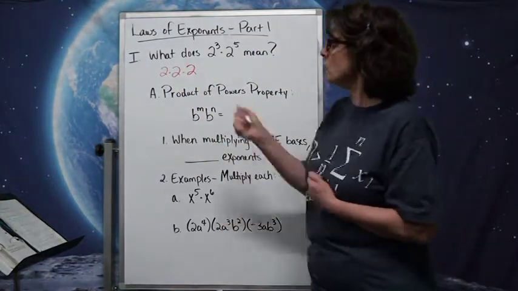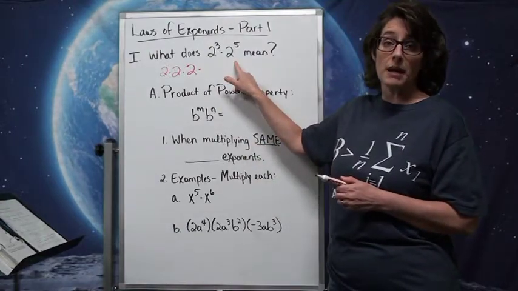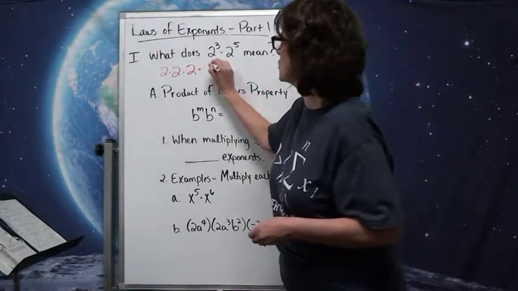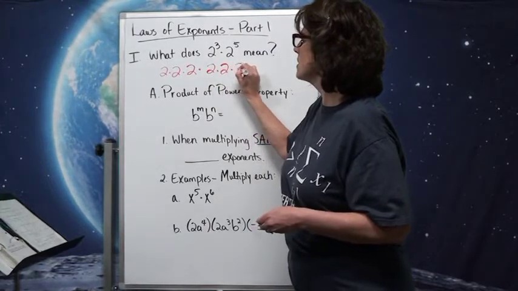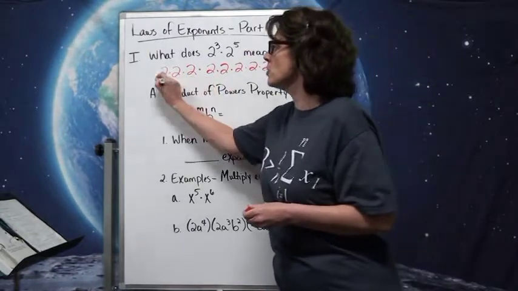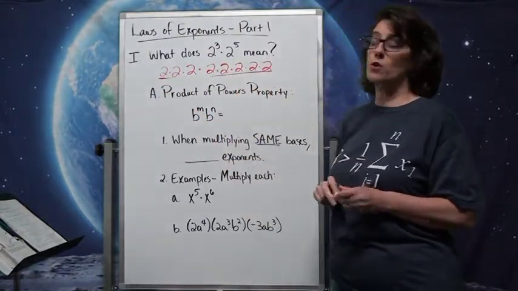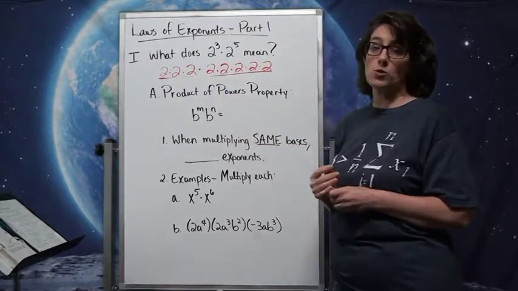But now I'm going to multiply that to 2 to the 5th. And what does 2 to the 5th mean? Absolutely. It means 2 times 2 times 2 times 2 times 2. In other words, I have 3 2's multiplied here from the 2 to the 3rd. I have 5 2's multiplied here from the 2 to the 5th. I'm multiplying all these 2's together.